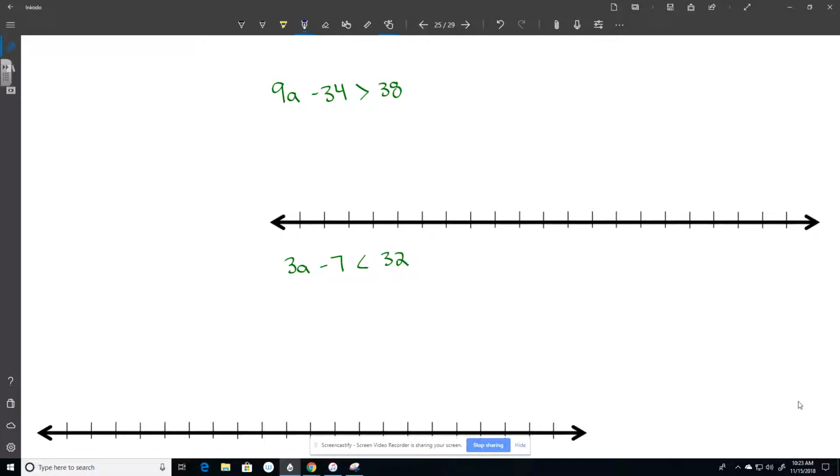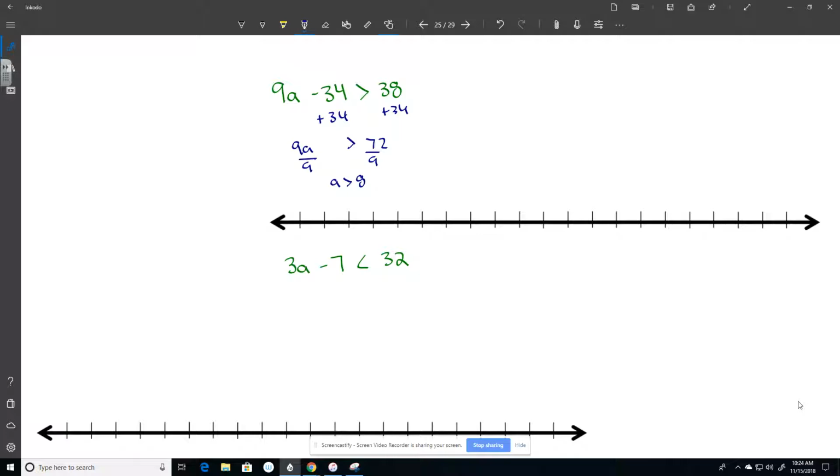To solve these, we just do what we do if it was an equal sign. I need to get a by itself. So to do that, I'm going to add 34 to both sides. And 9a is going to be greater than, I leave that sign the same, 38 plus 34, which is 72. Then when I divide by 9 and divide by 9, a is greater than 72 divided by 9, which is 8.